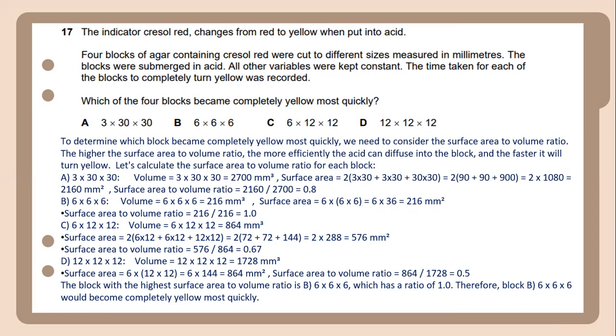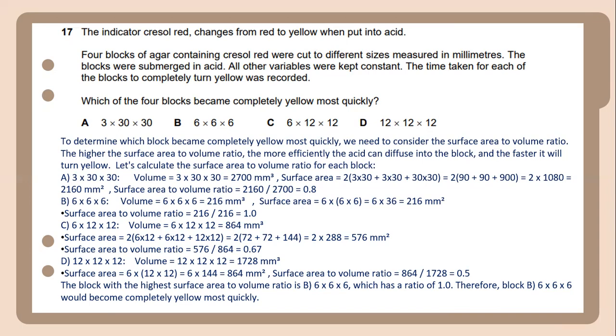And for the surface area to volume ratio, you get the value of 2,160 divided by 2,700, which gives 0.8. Meanwhile, for answer B, you get the value of 1. For answer C, you get the value of 0.67. And for answer D, you get the value of 0.5.